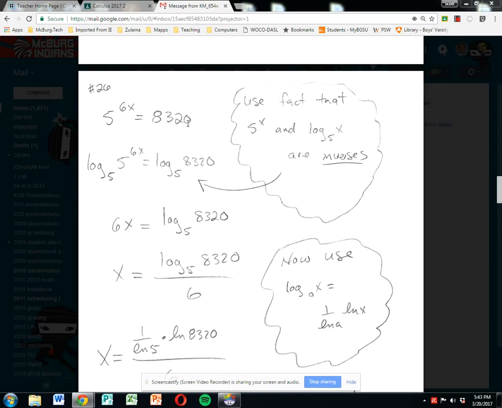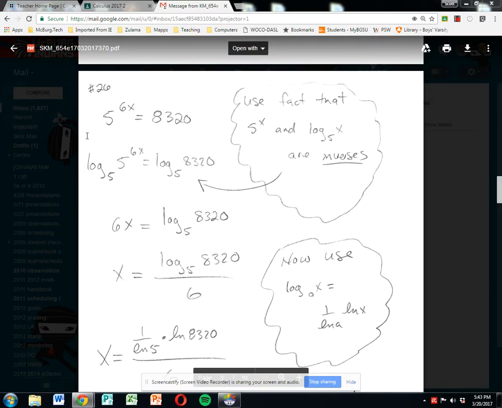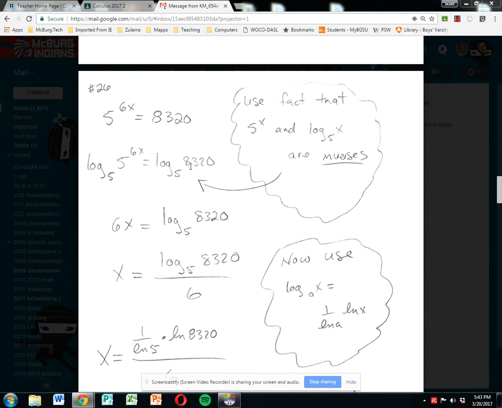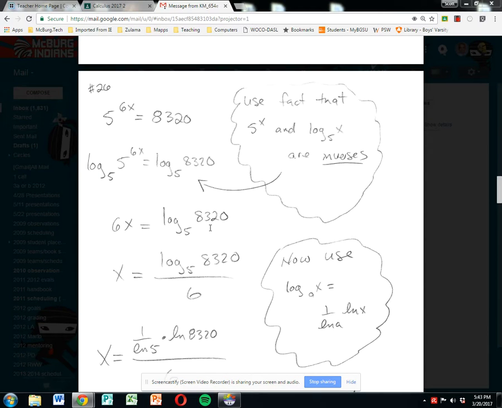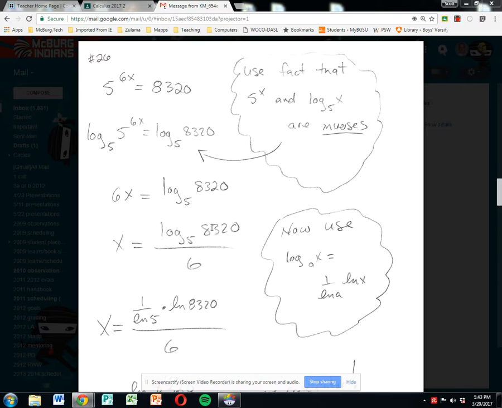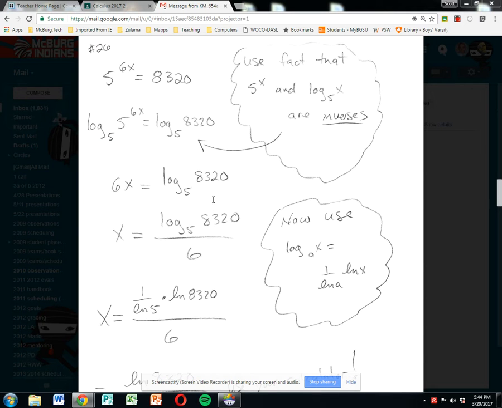Something a little more difficult, we're going to use the fact that 5 to the x and log base 5 of x are inverses. So if you have 5 to the 6x is equal to 8320, and honestly, could you do this the other way that we just talked about too? I suppose you could, but let's talk about it for a second. So I take log base 5 of this side, and I take log base 5 of the other side. These two cancel out, leaving you with 6x is equal to log base 5 of 8320. Now you're going, I have no clue how to calculate the log base 5 of 8320.